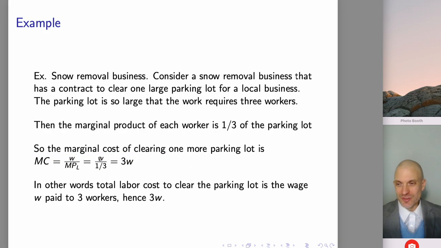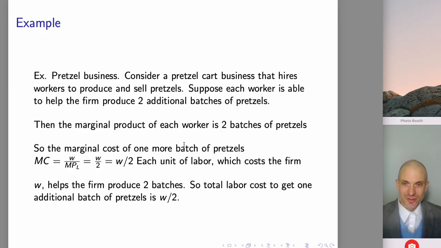The difference between the 2 was each worker was producing only a fraction of the completed output in the parking lot example. However, each worker in the pretzel example is producing multiples of output. So that's why my marginal cost is going to be lower. Each unit of labor, which costs the firm W, helps produce 2 batches. So the total labor cost to get 1 additional batch of pretzels is W over 2.